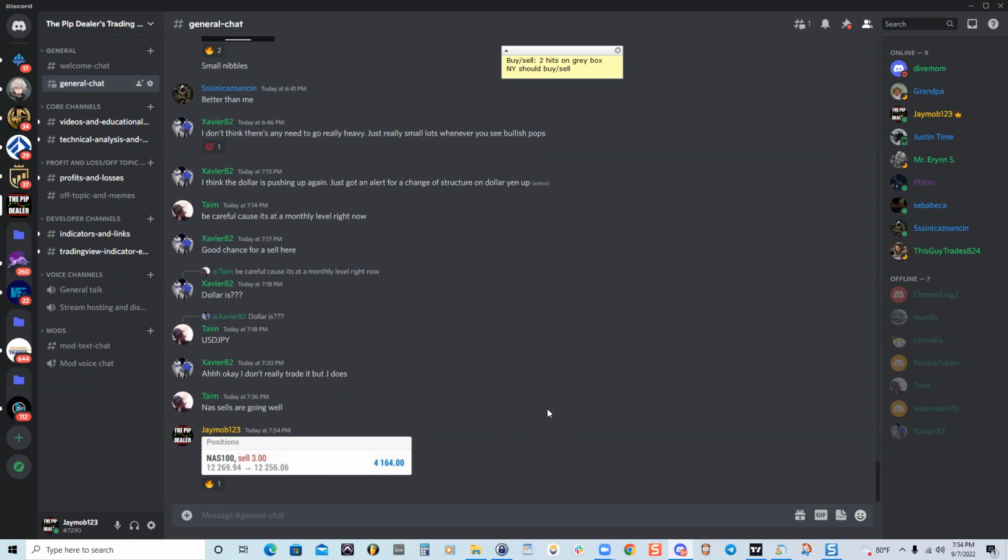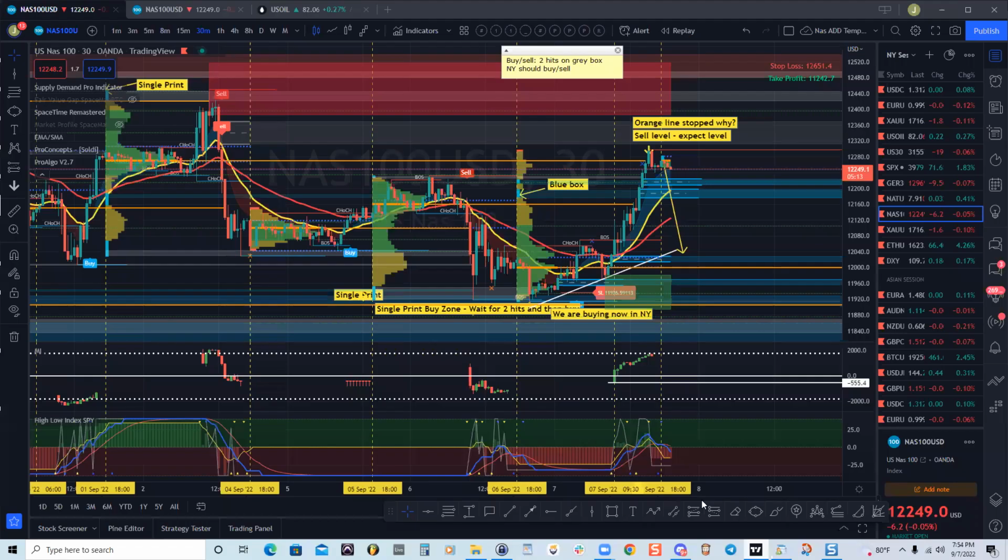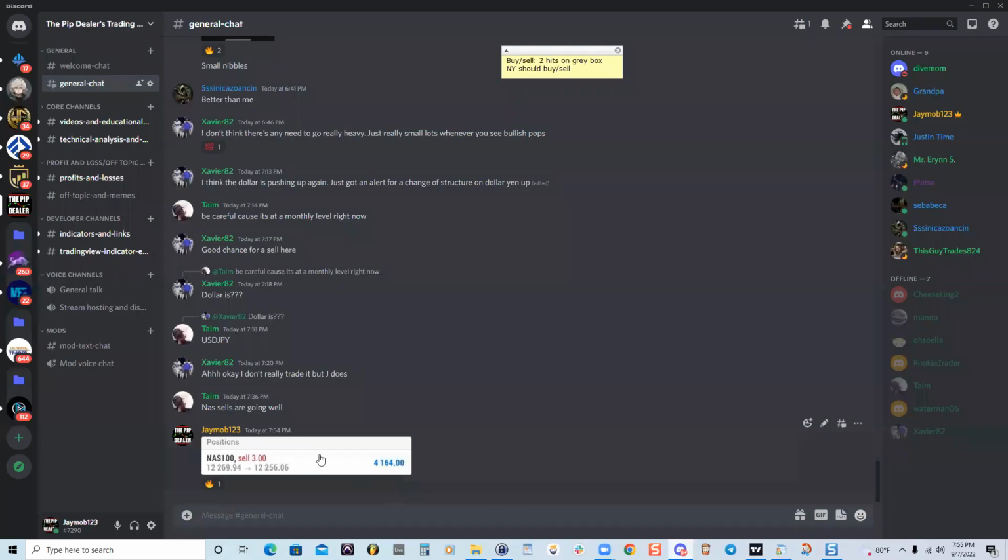Yeah, that's good to know. But that's come from this. We looked at why the orange line stopped. So in this case here, it's supposed to reverse, and it did. Where I'm at now, this example here backs this up. This is the reason why I can do this.